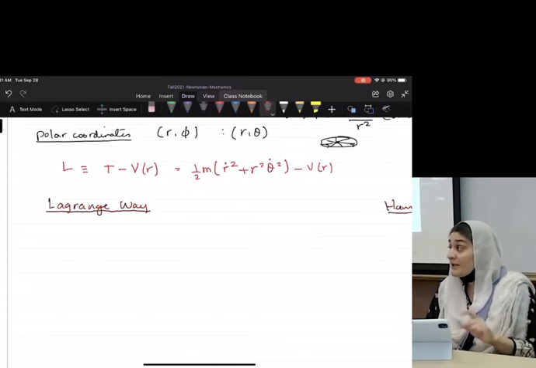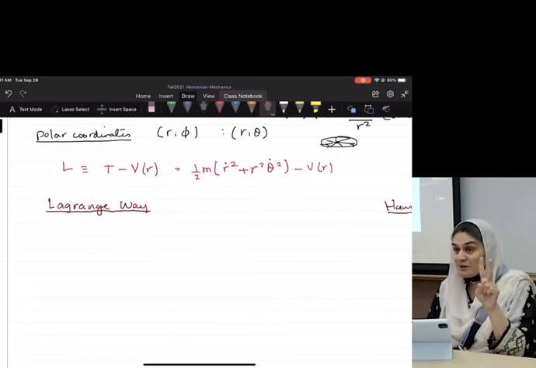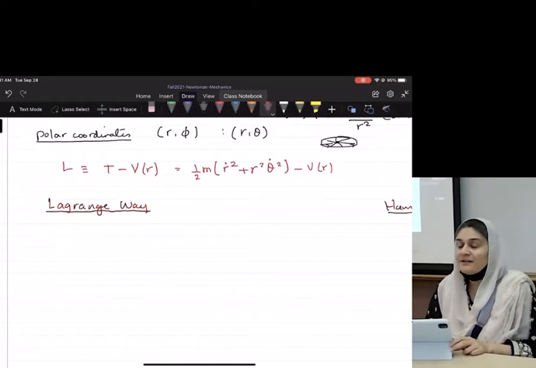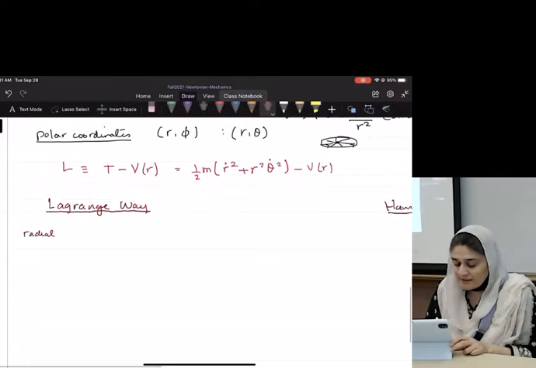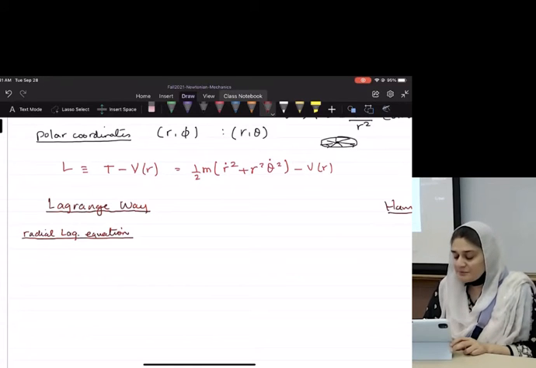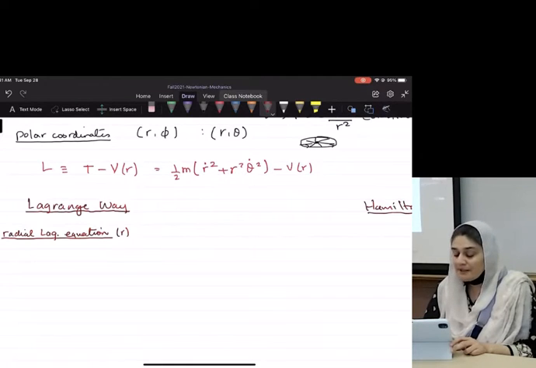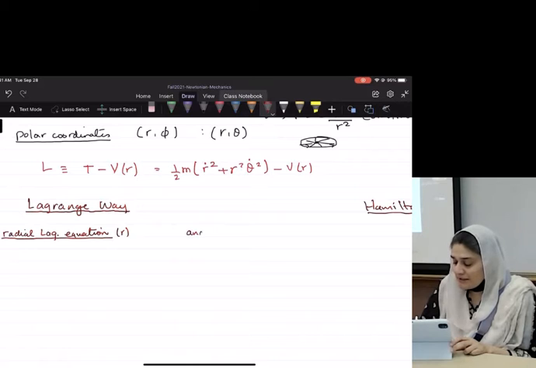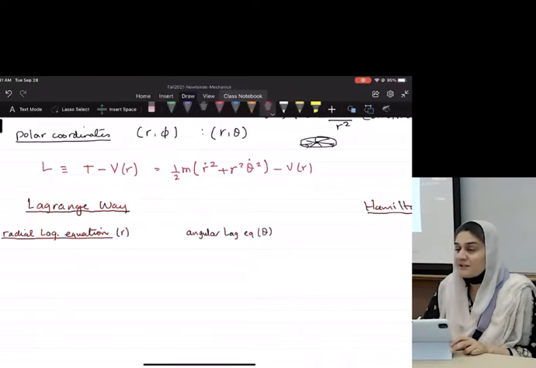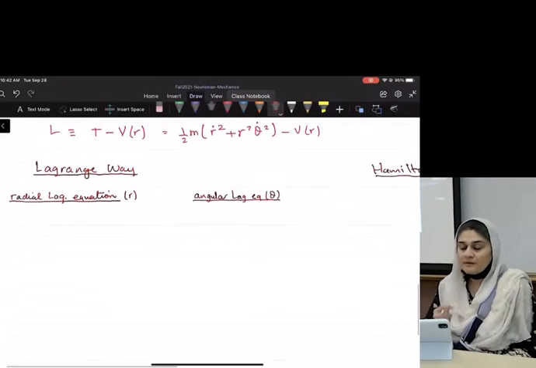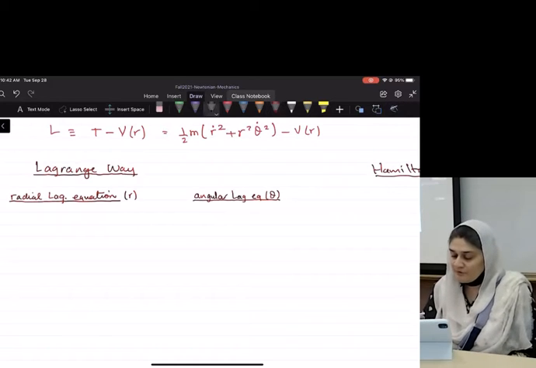Good. Which two? One corresponding to r and one corresponding to theta. The one corresponding to r is forever going to be called the radial Lagrange equation, and this will be for r. The other one that depends on theta is called the angular Lagrange equation, and it will be a function of theta. I'll keep the Lagrangian in your view.